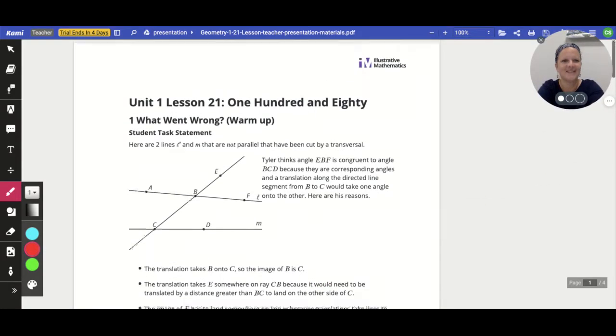Hey there, geometry. We are in Unit 1, Lesson 21, sort of wrapping things up on what we've been working on all unit. So let's just jump on in and get started. Looking at this warm-up, what went wrong?